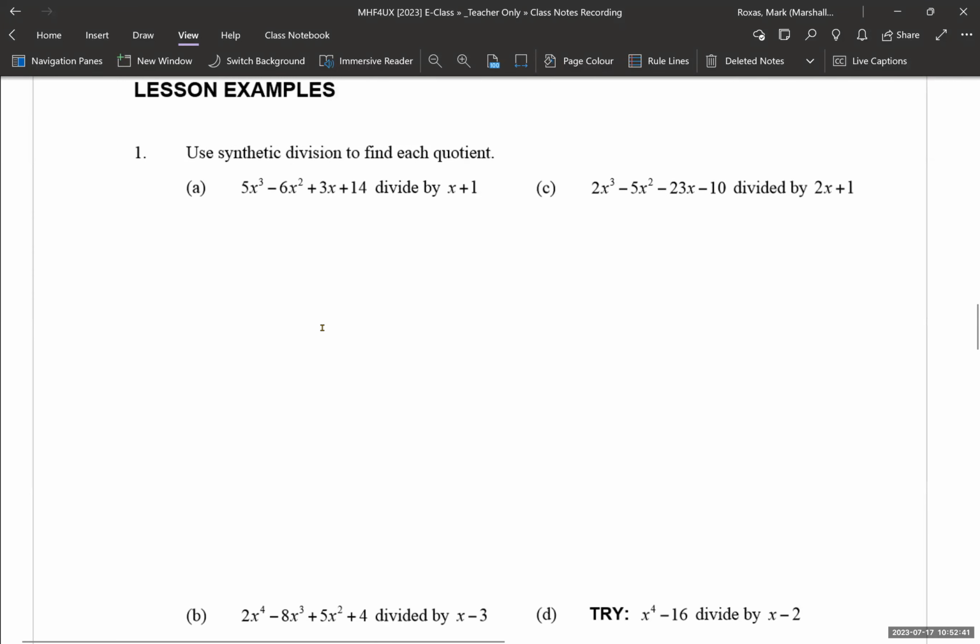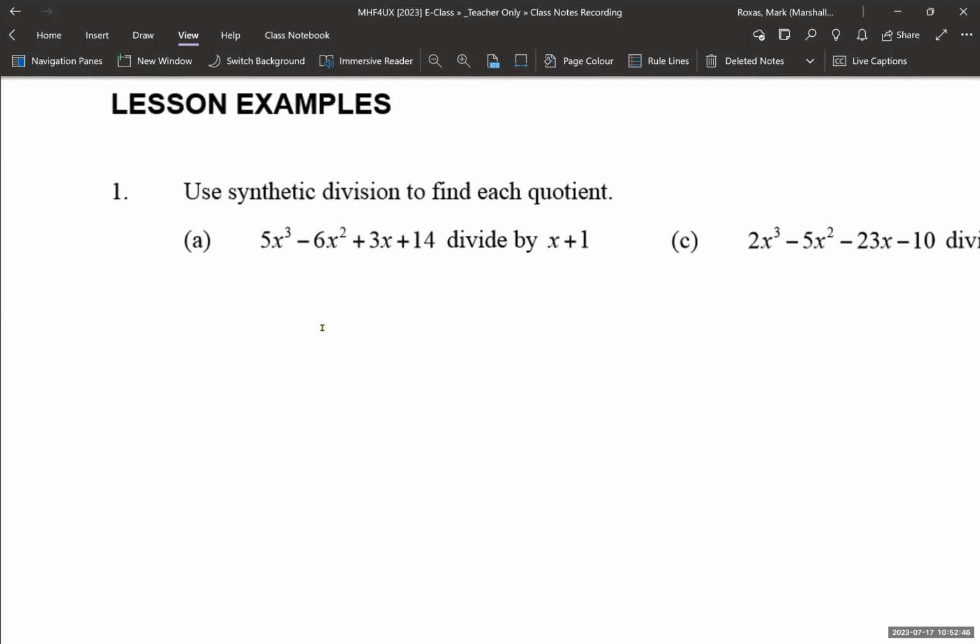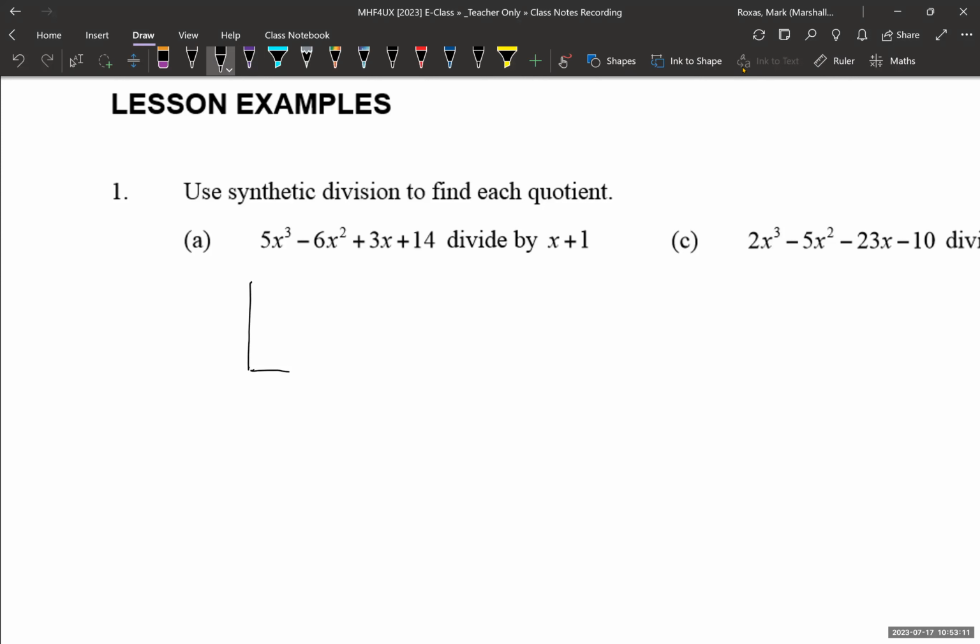So let's get into an example right now. Here you go. Use synthetic division to find each quotient. So step one, well, let's first create this little chart. Step one says we're going to write the coefficients of our polynomial in descending order by the degree of the term, and we're going to place that in our chart. And if there are any x terms missing, we're going to replace them with a 0.